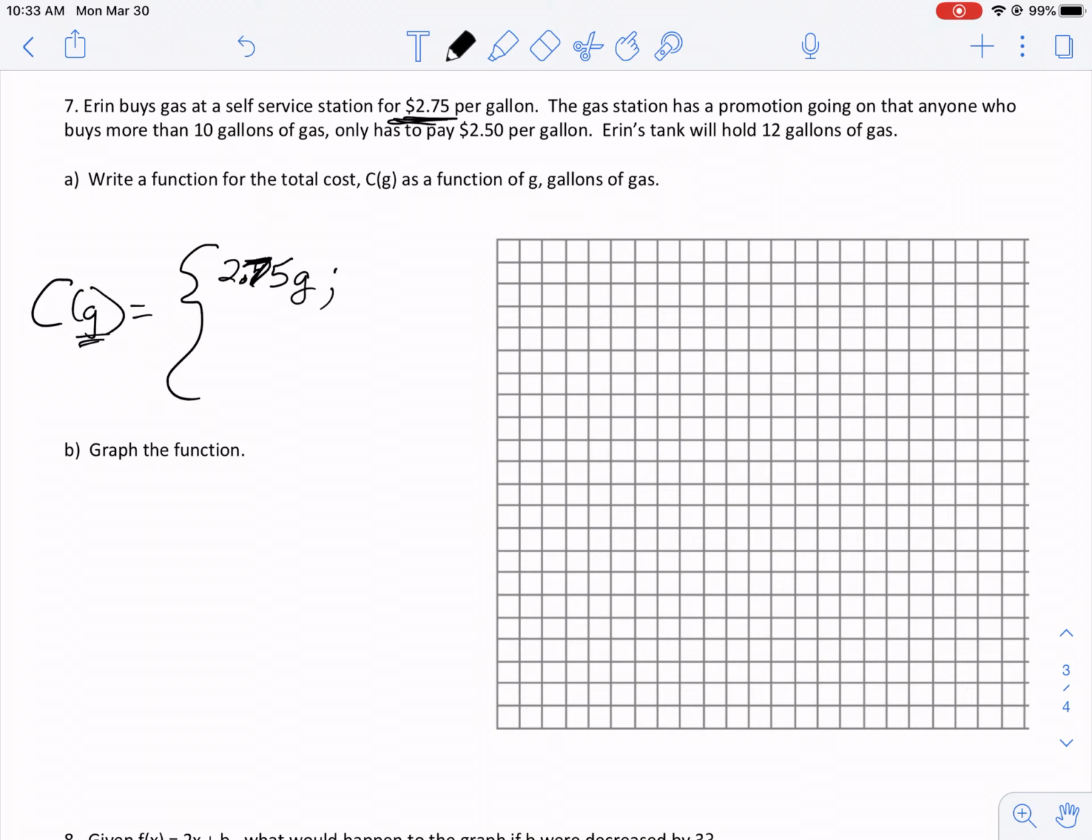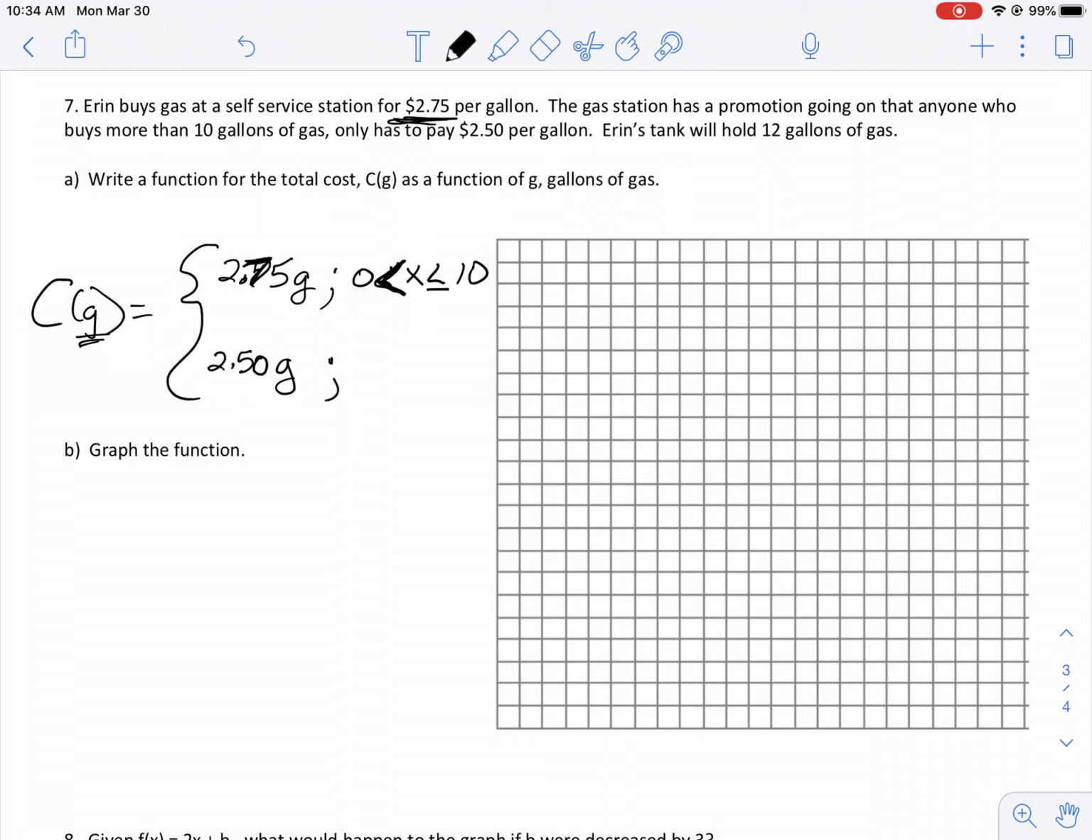And you pay that price for anyone who buys, well, they have a promotion that the gas changes if you buy more than 10 gallons of gas. So if you buy anything more than 0 up to and including 10 gallons of gas, you pay $2.75 a gallon. I don't put an equal sign on the 0 because you don't pay when you buy 0 gallons of gas. So from 0 to 10, but not including the 0, we pay $2.75. Now if we buy more than 10, okay, I'm going to not do that yet, we pay $2.50 per gallon.